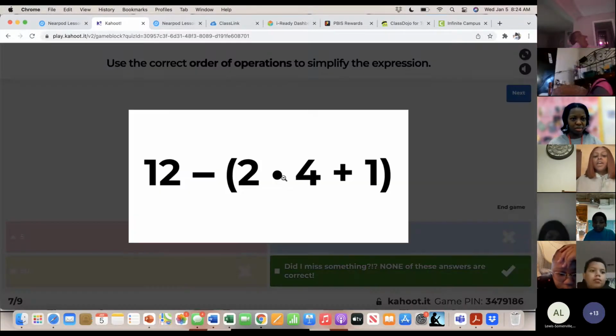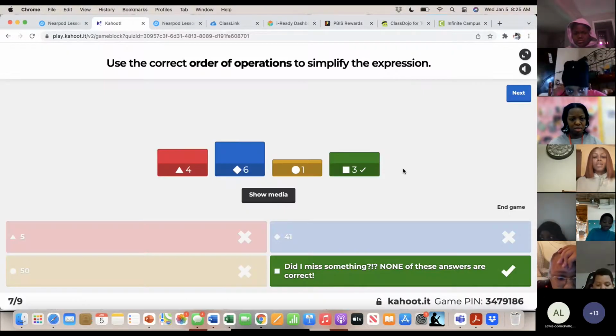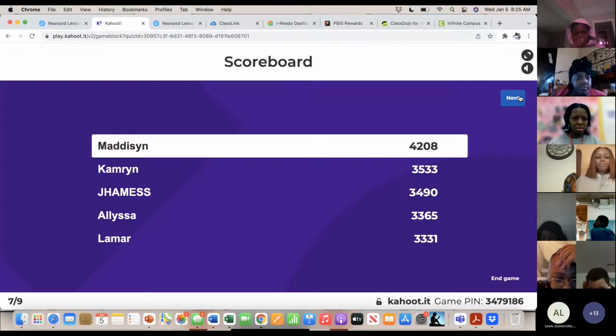So let's solve it. In our grouping symbols, we would first multiply, because multiplication comes before addition. I would multiply 2 times 4 first, which equals 8. And then I would add 8 plus 1, which equals 9. And then, of course, I would do 12 take away 9, which would be 3. So none of the answers were up there at all. And some of y'all might have put 5 because that was the closest. But yeah, none of those were correct.